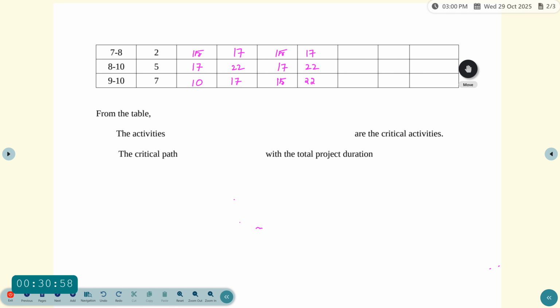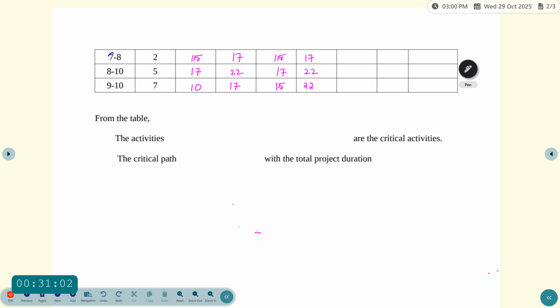So similarly, 7 to 8 next activity. So which activity starting 7? So the seventh value in previous value 15. So now 15 plus 2 equal to 17, and then ending value 8. So 17 is the 8th value. So 17 plus 5 which is equal to 22, and then the last one which is 9. So check the previous activity. Ninth value is 10. So 10 plus 7 equal to 17.